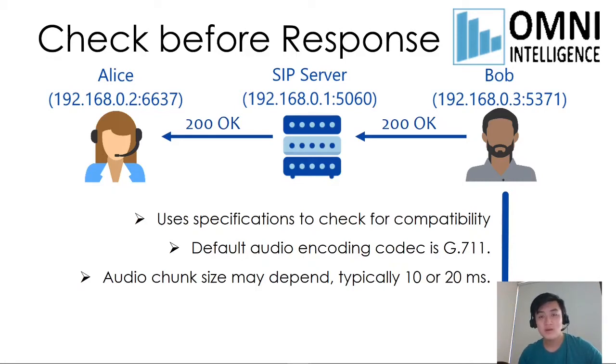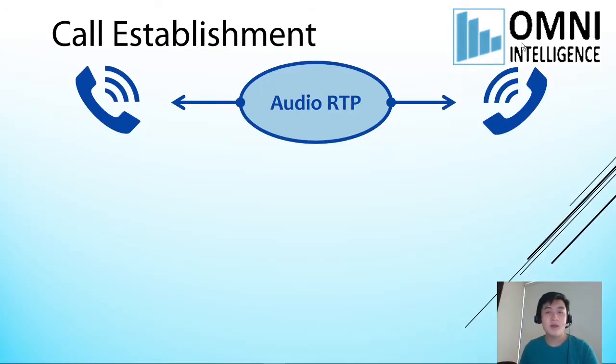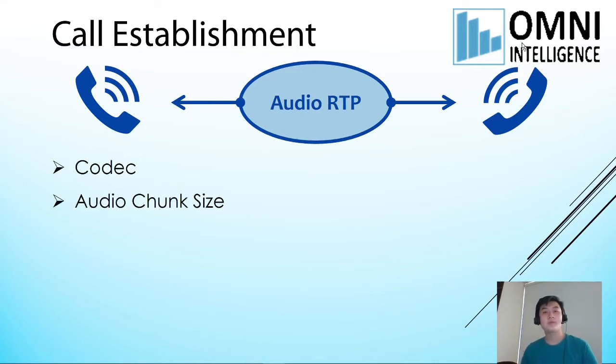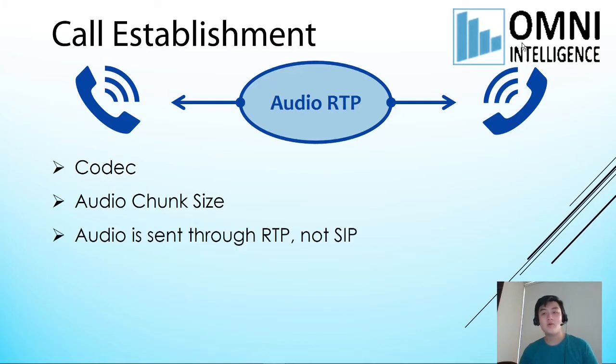Another important thing is the audio chunk size, which determines the amount of data to be sent through each RTP packet. For calls, this parameter will typically be 10 or 20 milliseconds of audio per packet. So before Alice and Bob can begin talking, they will need to establish a common codec and audio chunk size. In addition, they need to agree on which UDP ports the audio will be sent between the participants. Audio is sent using another protocol, which is not SIP. This protocol is called Real-Time Protocol, or RTP.